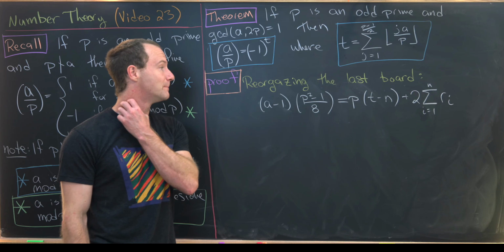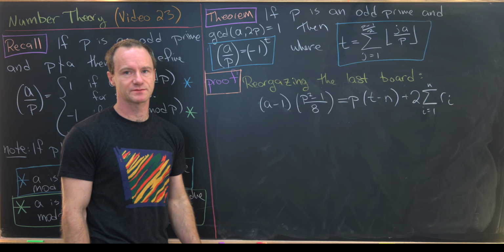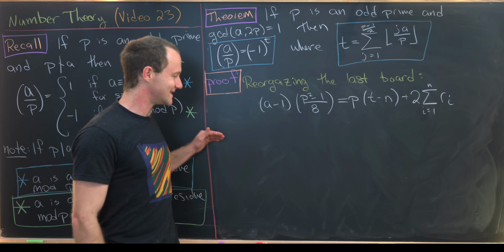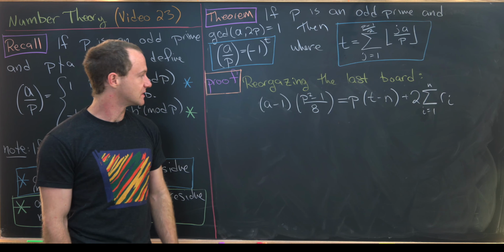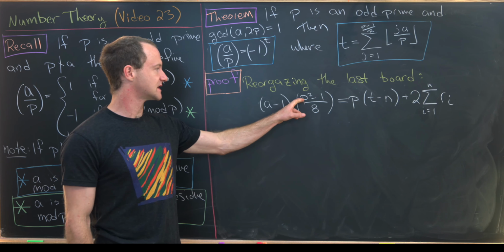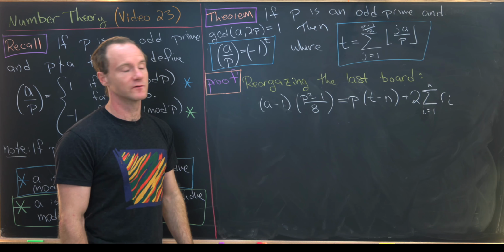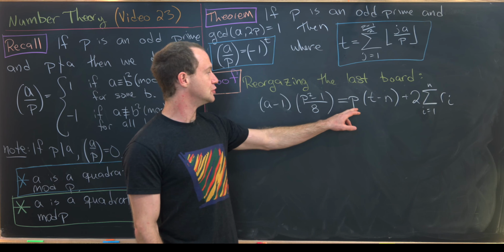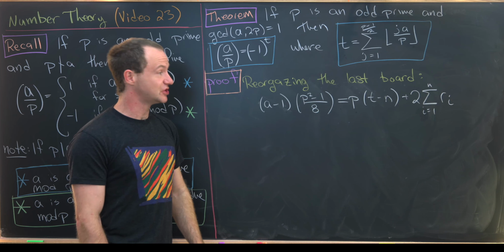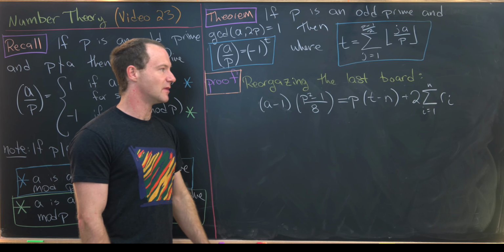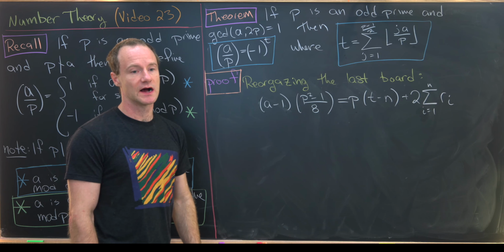Okay, we did a bunch of tricky calculation on the last board, but reorganizing that thing that we ended with will give us the following equation. So we've got a minus 1 times p squared minus 1 over 8 is equal to p times t minus n plus 2 times the sum of these remainders ri.